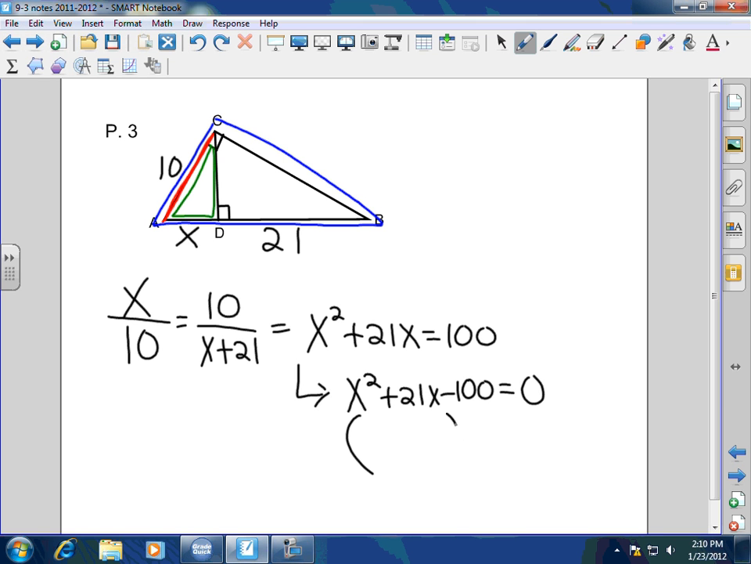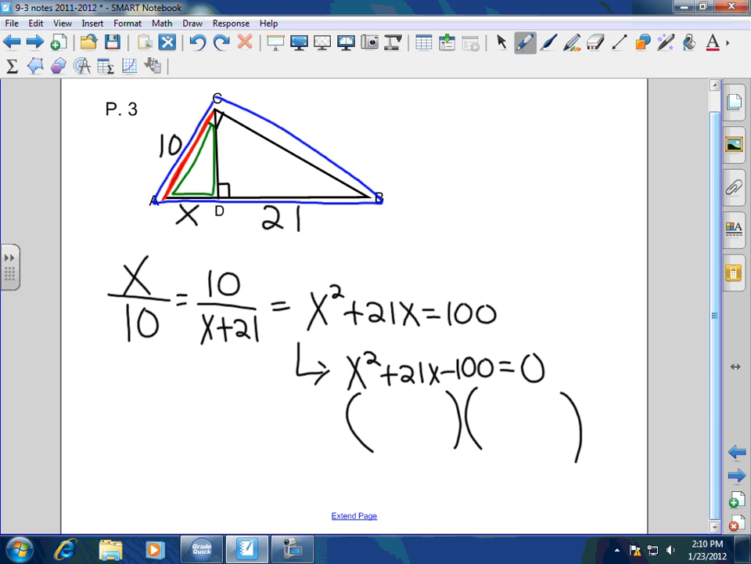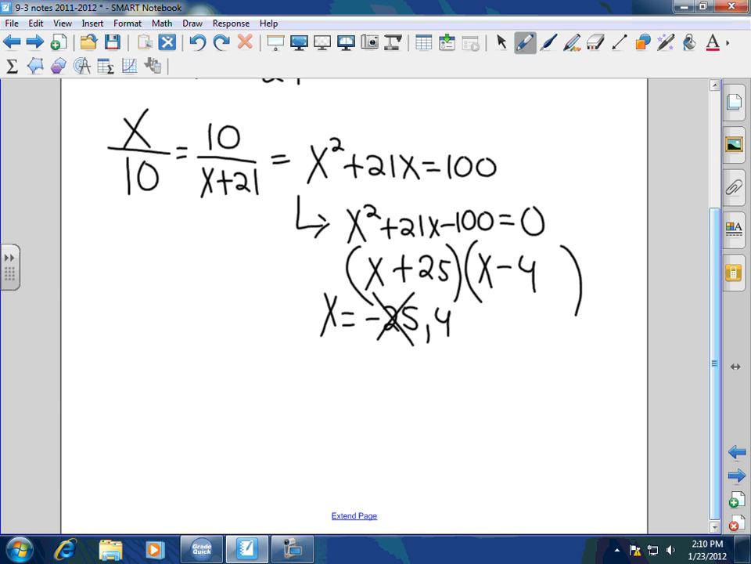Now I factor. You don't need to use the cubic method here because you don't have a coefficient in front of the x squared. All you do here is, what times what equals negative 100, but when added together is positive 21: positive 25, negative 4. So x equals negative 25 and 4. You can't have the negative, so x equals 4. Let's pause for 1 second.